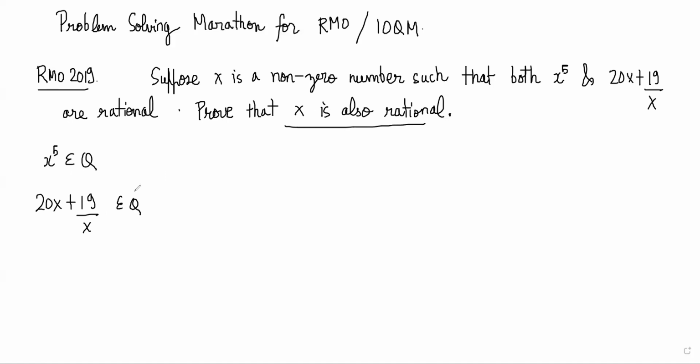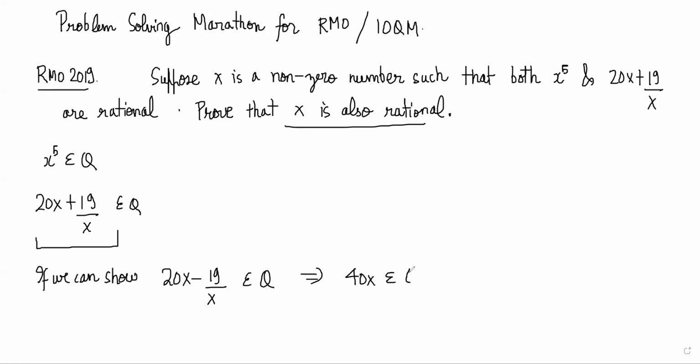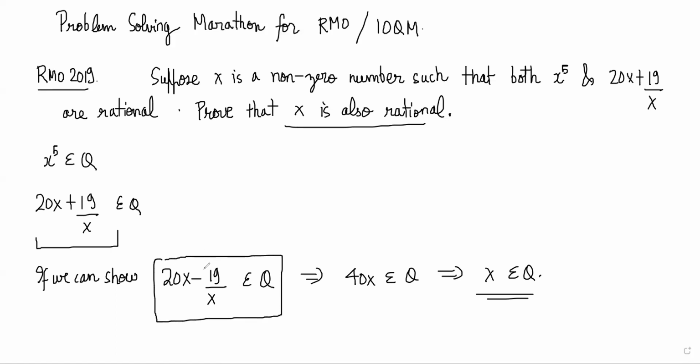So if you think about it, it will be enough to prove that if we can show 20X minus 19 by X belongs to Q, then what will we have? Then we can add these two rational numbers and get 40X belongs to Q, which implies that X belongs to Q. So we can modify the problem, and the problem is basically proving that 20X minus 19 by X belongs to Q, right? Okay, so let's think about that.